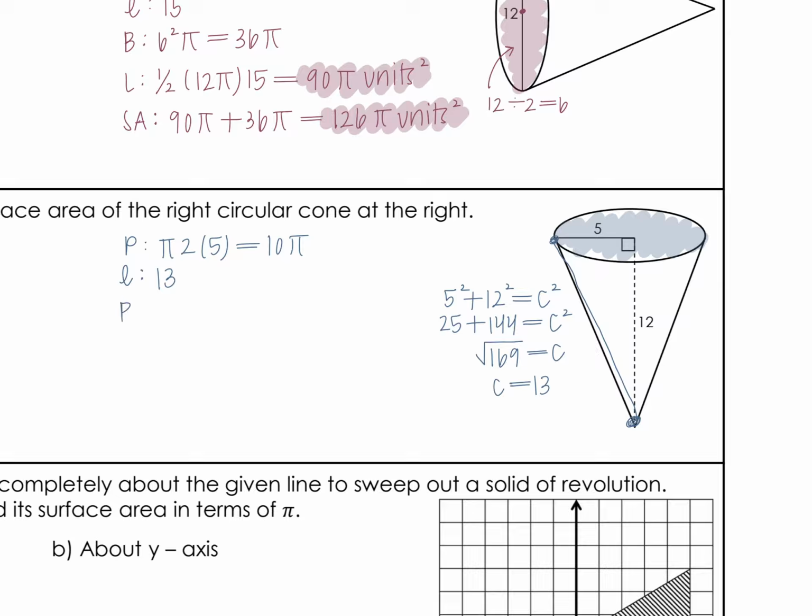Then finding my capital B, my area of the base, I will have pi radius squared, so 5 squared, to get 25 pi. Now I have everything I need. I'm going to plug in for my lateral. We've got 1/2 my perimeter, so 10 pi, times my slant height of 13. So half of 10 is going to give me 5 pi, times 13 will give me 65 pi, and we'll have our units squared.